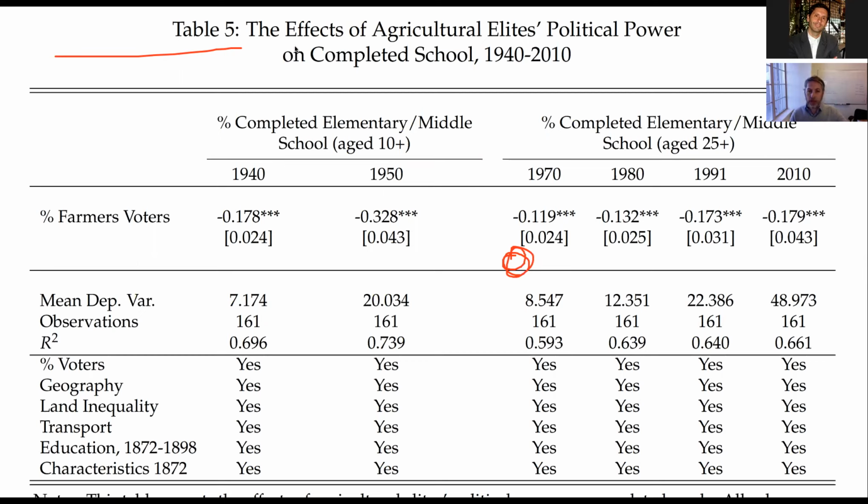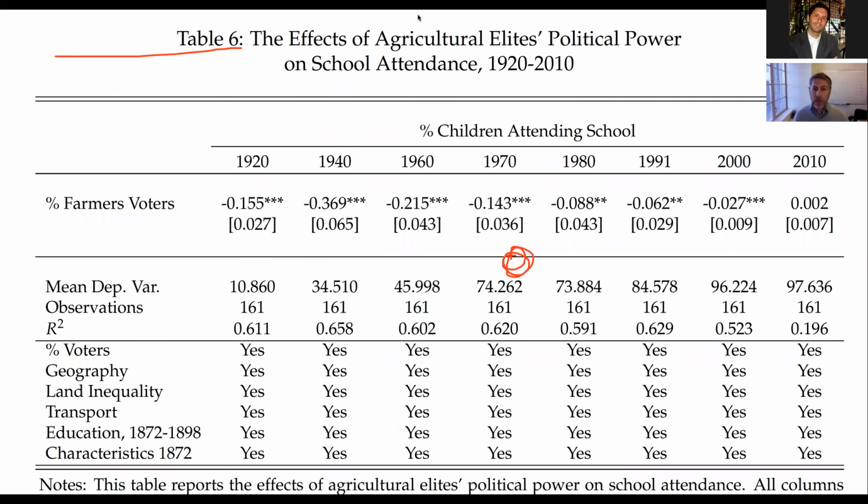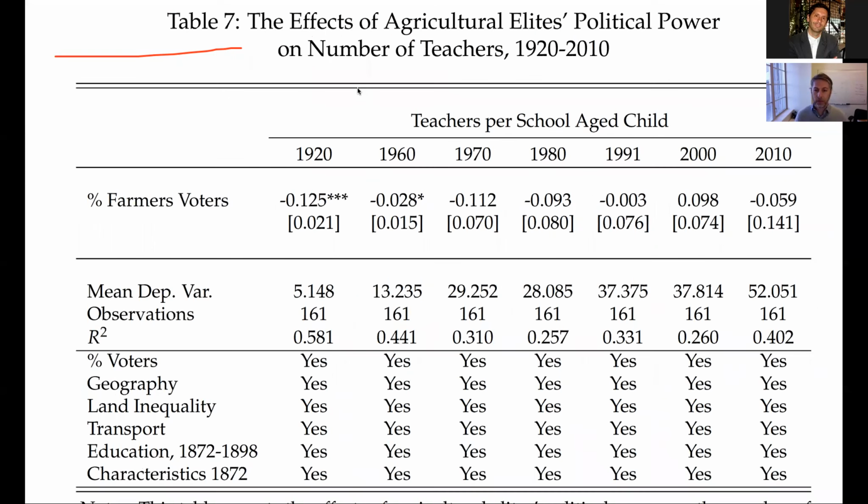So not only in terms of looking at the literacy, but you also see at the top of the distribution, in terms of people completing elementary and middle school, you have fewer people in places where farmers had more political power. You also can look at the census data to see whether you really had fewer people attending school, and you did. You see that this result only disappears around the 1990s, but all the way until the 1980s, and especially until the 1970s, you have fewer kids attending school in places where originally the agricultural elite had more power to begin with.